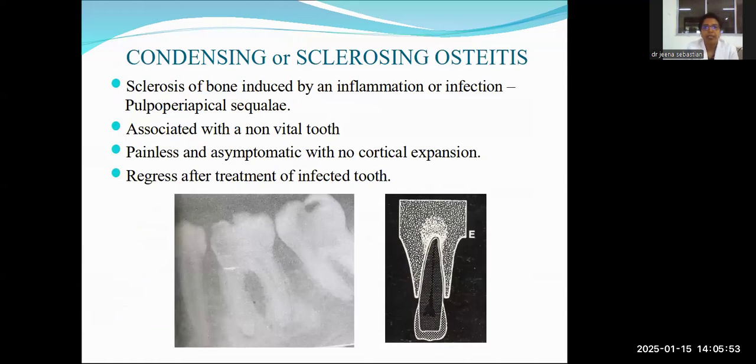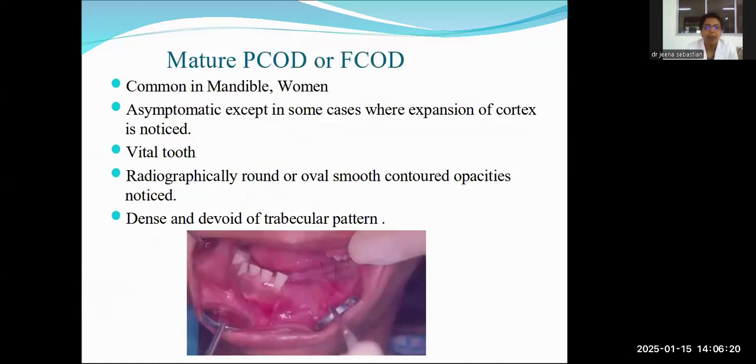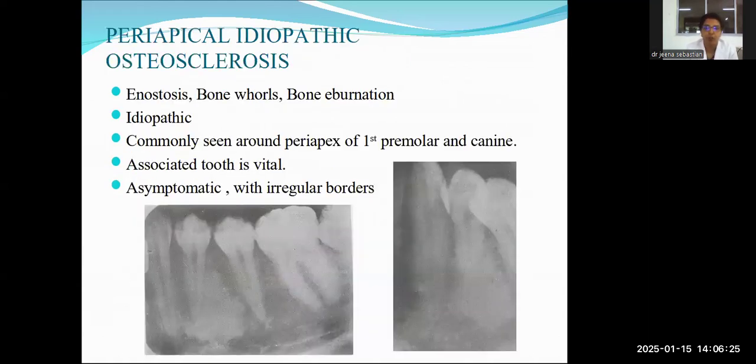Coming to condensing or sclerosing osteitis, what is sclerosing osteitis? Osteitis, that is a sclerosis of bone that is induced by inflammation or infection. That is a sequela of pulpoperiapical infections, and it is associated with a non-vital tooth which is painless and asymptomatic with no cortical expansion, and that regresses after the treatment of the infected tooth. So radiographically, you can see a periapical radiopacity at the apex of the pulpally involved tooth.